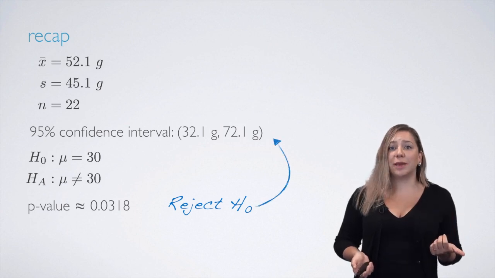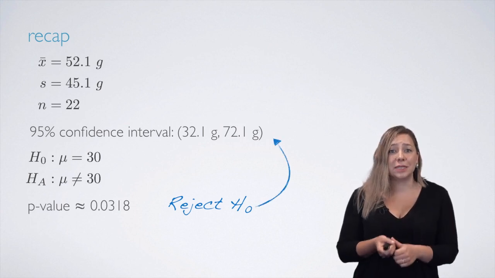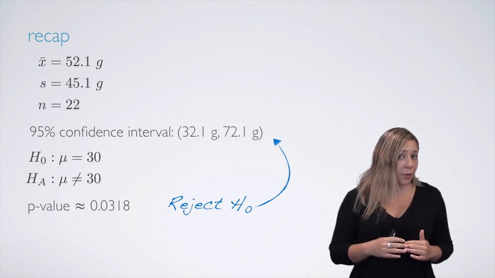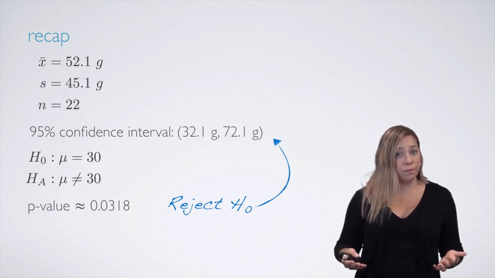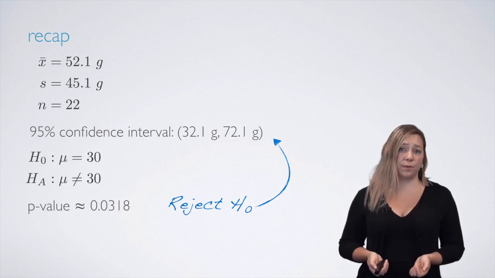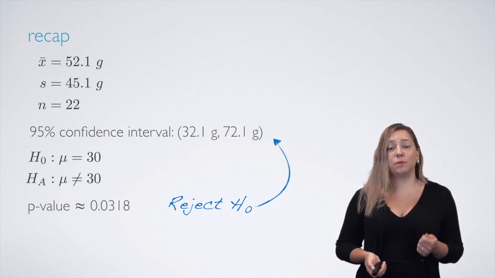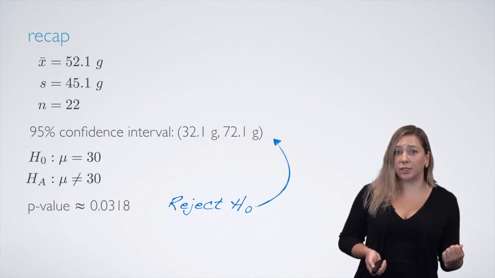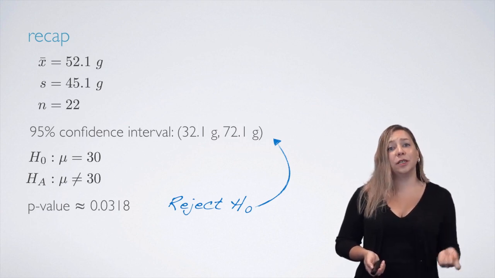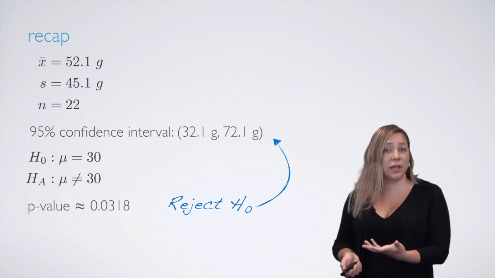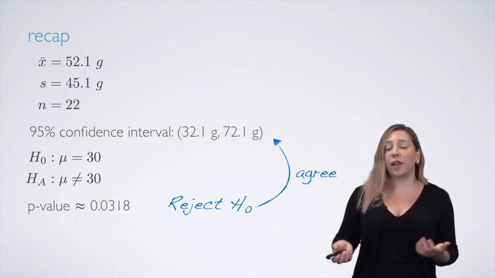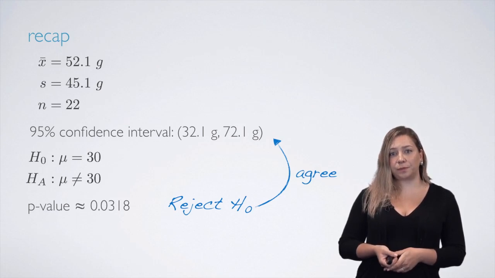Since both the estimation and the testing were done using the same underlying inferential framework and the same distribution, the results should agree with each other. The null hypothesis sets mu equal to 30, and we rejected this null hypothesis. Similarly, the confidence interval does not contain the value of 30. Therefore, these two methods agree.